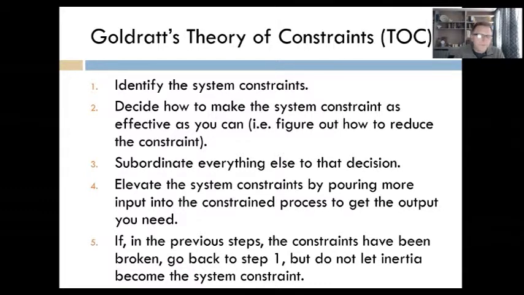So if process letter D, or box D, is the constraint, everything else is subordinate to making sure that D is not the constraint. And then you do this thing called elevating the system constraint. You do this if you've done everything you can to the process to make it not the constraint, but it's still not generating the output, then you have to pour more input into it. Elevating the system constraint by pouring more input into that constraint process to get the output that you need. Then once you've done this for a particular process that's a constraint, step 5 is you start over and you pick a different part of the process that's now the constraint.